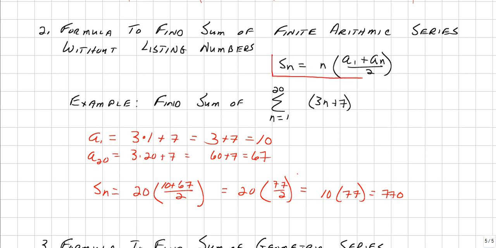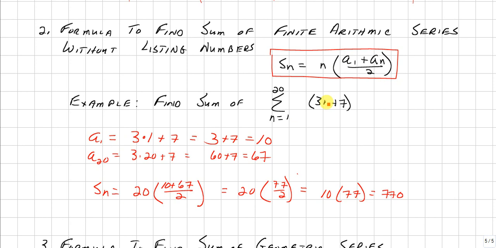Okay, so the formula to find the sum of an arithmetic series, S of n, is: I take the term number, n, of all the terms that I want to add together, times, in parentheses, a1 plus an all over 2. So here's an example of how that would work given the summation notation here. Notice I'm starting with n equal to 1, I'm going to n equal 20, and here is my arithmetic formula. So what we need to do is find the first term, because the formula says a1, so let's find a1.